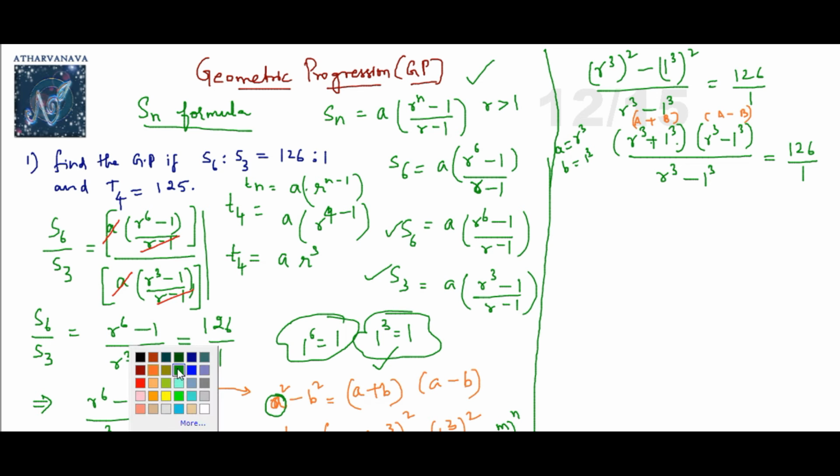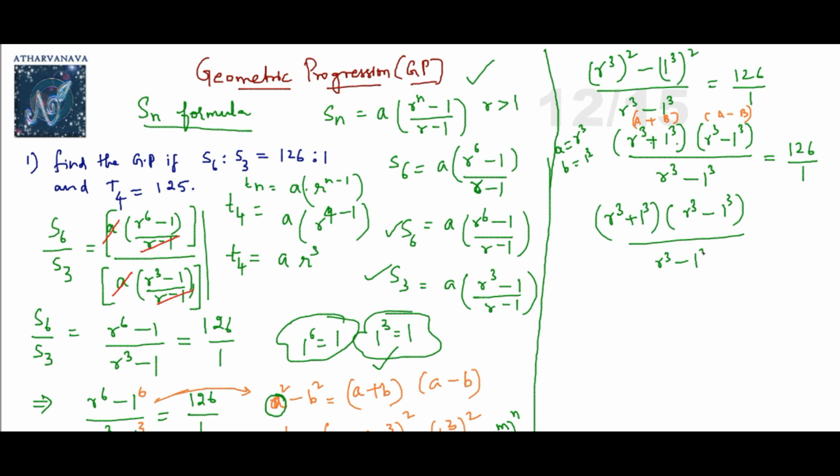Once you finish writing this way, what you have to do? R power 3 plus 1 power 3, r power 3 minus 1 power 3. Can you observe that r power 3 minus 1 power 3 is in both? I am not cancelling in the same step because this step needs to be understood properly. So I am not touching this step, I am rewriting, and you understand that these two are cancelable, correct? Yes? So I can cancel these two completely, and you can write here this is equal to 126 by 1. So r power 3 plus 1 power 3 is equal to 126 by 1.